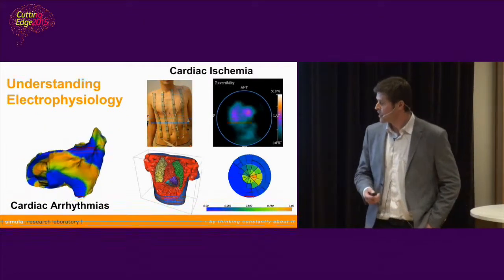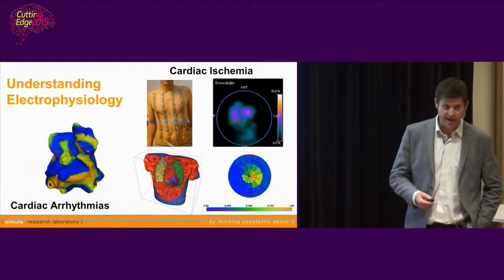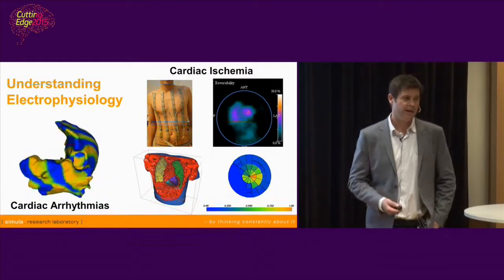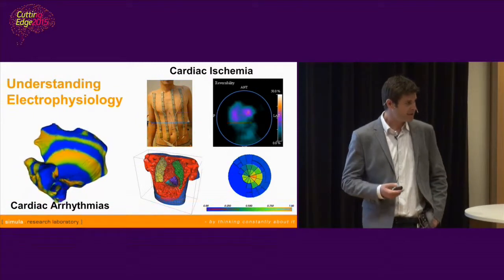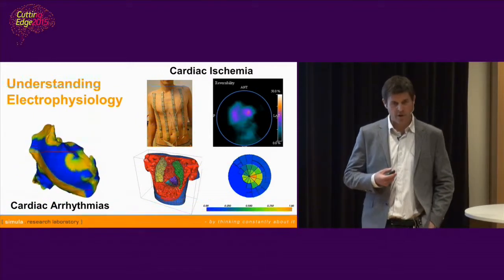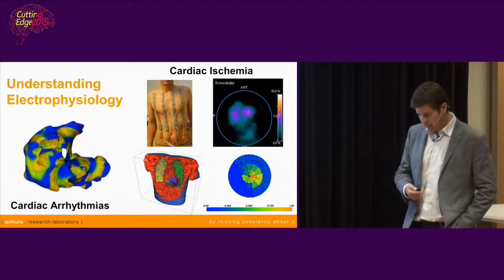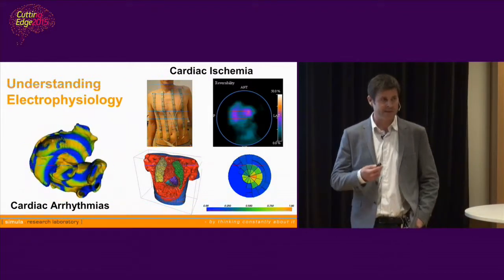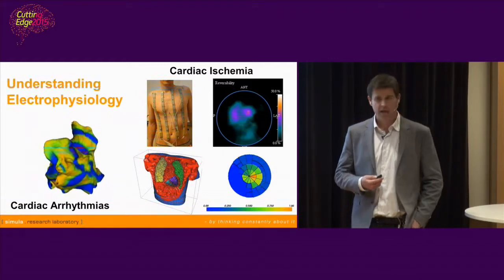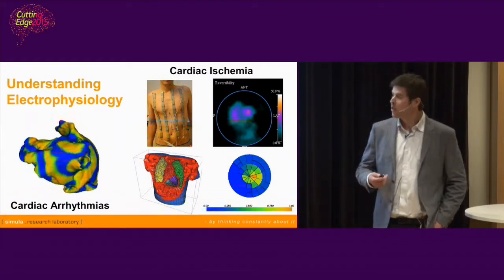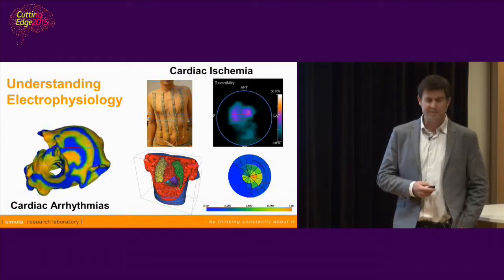We can also look at other aspects of cardiac health, such as cardiac ischemia. A cardiac ischemia is when you have some sort of blockage and some of the heart doesn't have enough oxygen and nutrients to beat. And there are methods of looking at this. You can give people radioactive dyes and put them on a treadmill. You can go in invasively, but we're trying to find non-invasive ways of doing this.